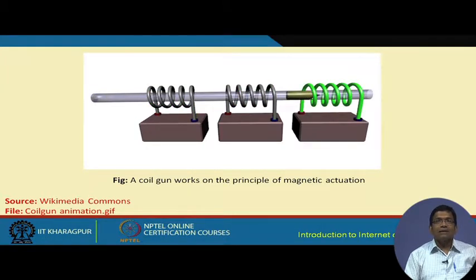This is an example of a coil gun, which works on the principle of magnetic actuation. This is also quite explanatory. Basically, an electromagnetic field is generated, and then it is pushed again and so on. The functioning of the hyperloops, which people are talking about at present, is also based on this particular principle.